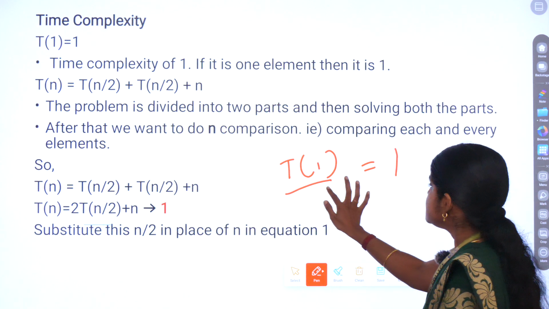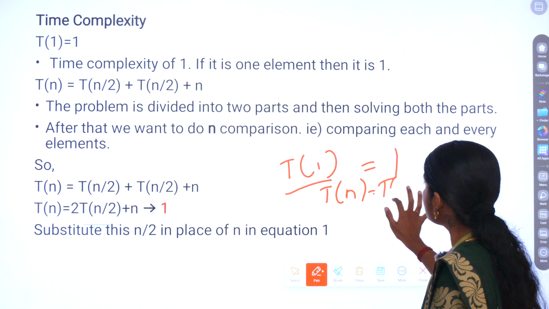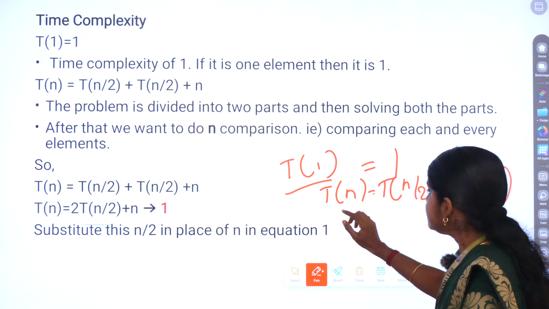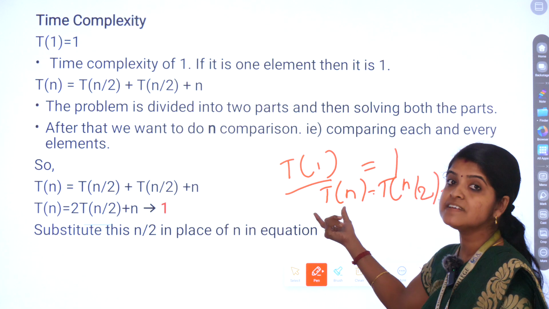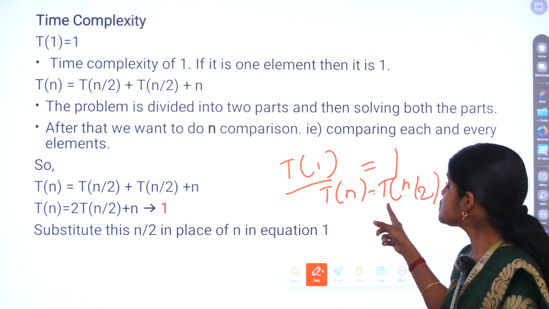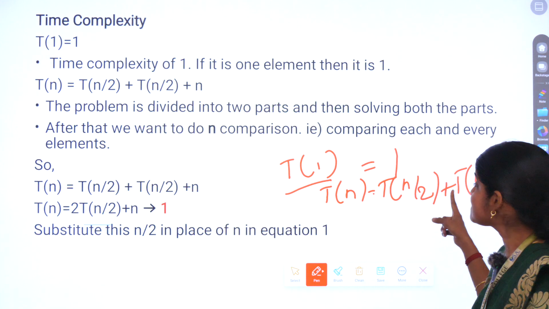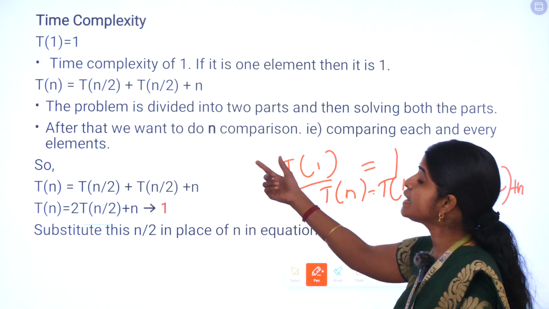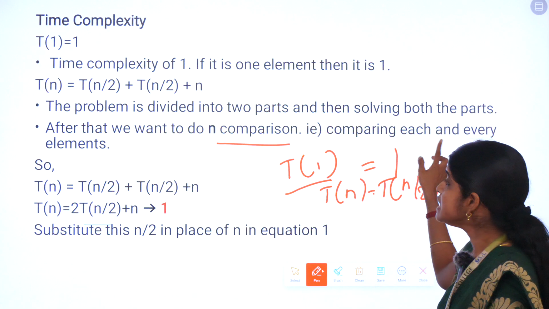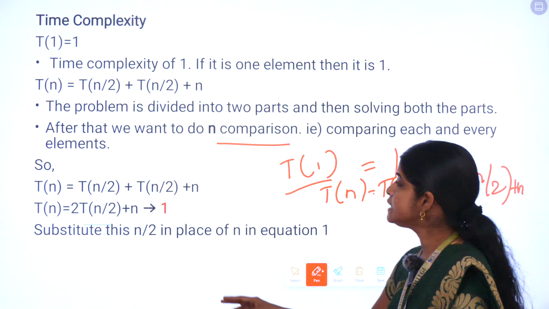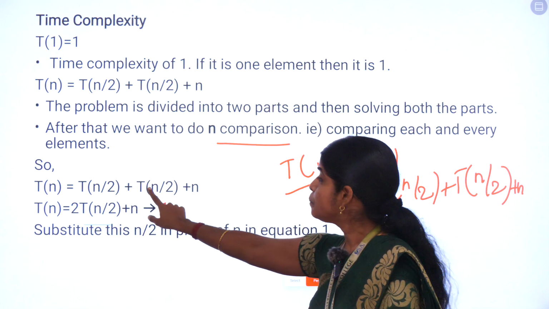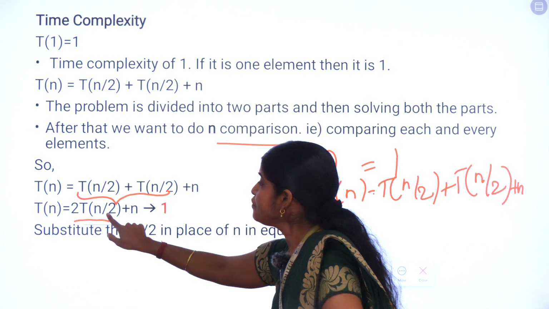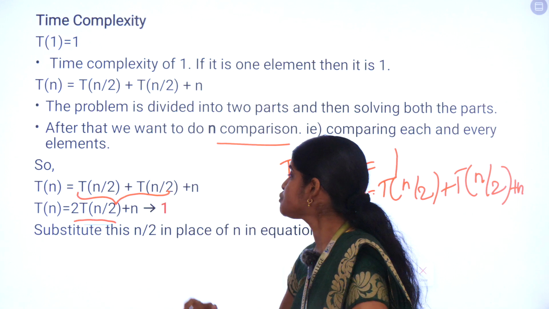And the next one is T of n is equal to T of n by 2 plus T of n by 2. Here the problem is divided into two subparts, which is T of n by 2 plus T of n by 2, and then plus n. So plus n is nothing but n comparisons. We want to compare each and every element. So here T of n is equal to 2 T of n by 2 plus n. This is equation number 1.